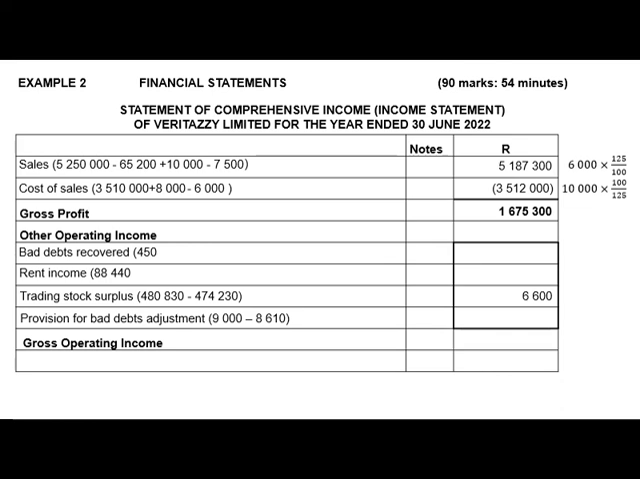Okay, and here it's different. If it's income, it increases on the credit side. If it's an expense, it will increase on the debit side. So provision for bad debts and provision for bad debts adjustment are totally different things. I need you to understand that. And we'll write this as 390. That's it. That is all.